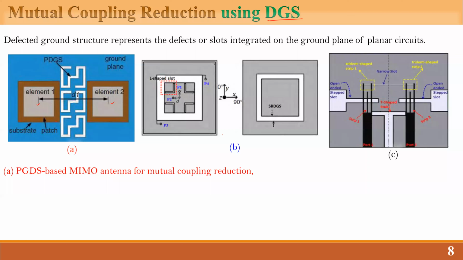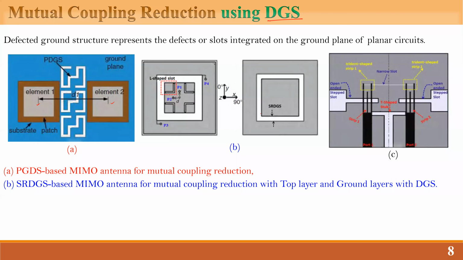In the second, there is a method called SR-DGS based MIMO antennas for mutual coupling reduction, with a top layer and a ground layer of the DGS. What is going on here? This is the top level of the design, and this is the ground level.